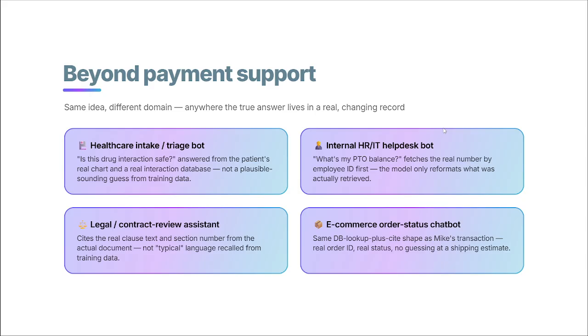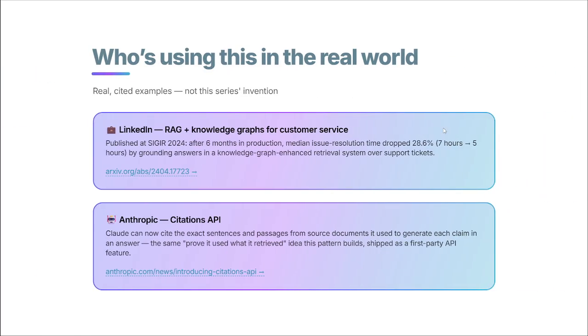Then, as one of the examples, we took the e-commerce or payment one, which we already covered. Okay, now the question comes: are there any big companies or Fortune 500 companies using it? To be honest, I was surprised when I came to know about LinkedIn, where they have implemented it very nicely. They use RAG plus knowledge graphs for customer service, where issue resolution time dropped by 28.6%. Can you imagine it? Earlier it used to take 7 hours to answer all the customers, which has been done in 5 hours, where all the data was available.